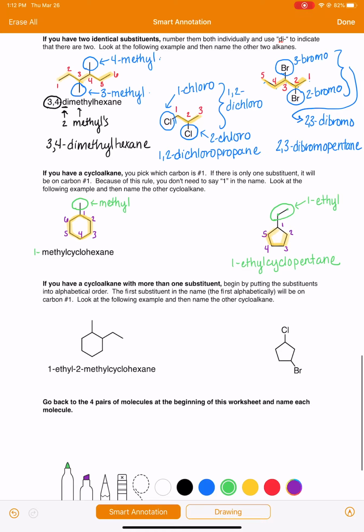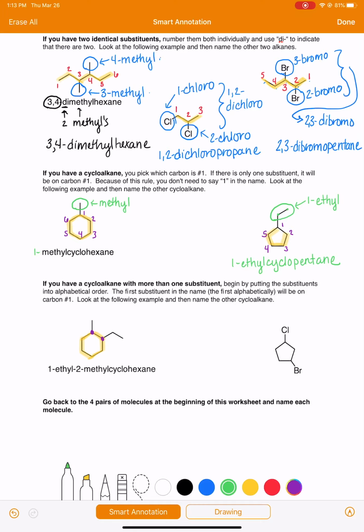Here are some examples of cyclics that have 2 substituents. So again, we're still going to find the longest carbon chain. We are going to number it so that we put a substituent on carbon number 1. So we want either one of these 2 carbons to be carbon number 1. We saw an example like this in the notes in the previous video when we have 2 choices of potential number 1 carbons. We'll use the alphabet to help us decide which should be number 1.